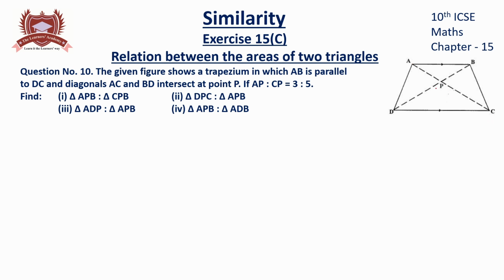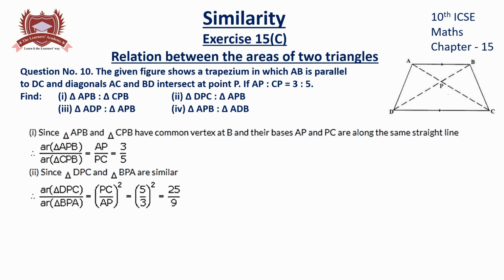So let's see how we are going to do it. Since triangle APB and triangle CPB have common vertex at B and bases AP and PC are along the same straight line, we can directly write area of triangle APB upon area of triangle CPB will be AP upon PC. AP upon PC अपने को directly पता है 3/5, so we get our answer.